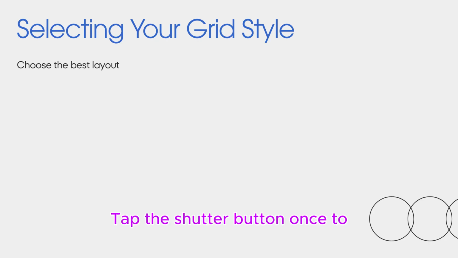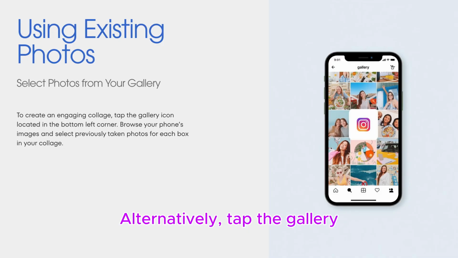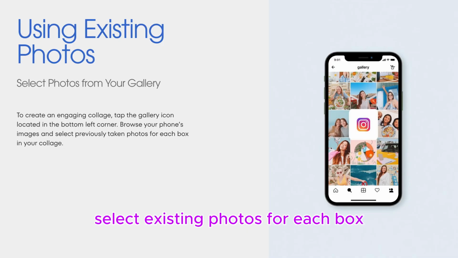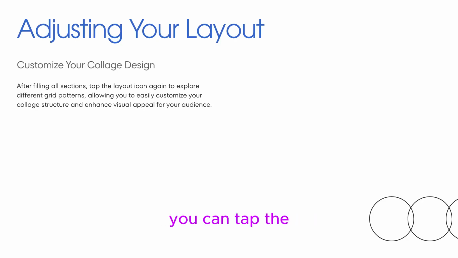Tap the shutter button once to take a photo for the first box, then tap it again for the next. The camera will guide you to fill each section. Alternatively, tap the gallery icon in the bottom left to select existing photos for each box. After filling all sections, you can tap the layout icon again to change the grid pattern.